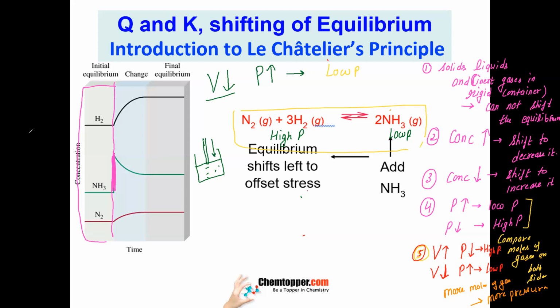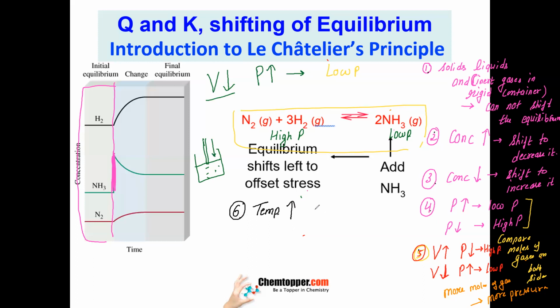Okay, now I'm telling you one more about temperature. See, this is 1, 2, 3, 4, 5. Now we are on the sixth. Temperature. If you increase temperature, it will change the value also. The value will get changed, but shifting will also take place. Both the things are happening here.